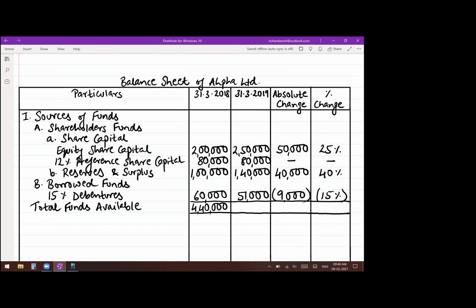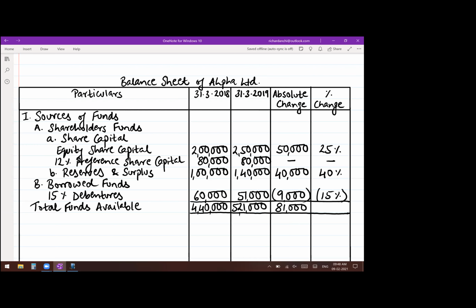Also take 2019 and somebody tell me what is the total for 2019. 5,21,000. Same thing. Calculate the change. There are two ways. Either you minus or you take the total in the absolute change column. You will get the same amount. Is it 81,000? 81,000.